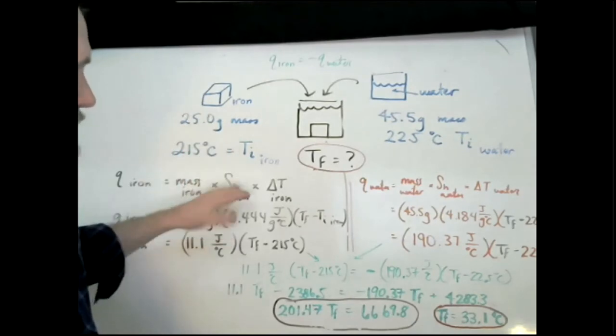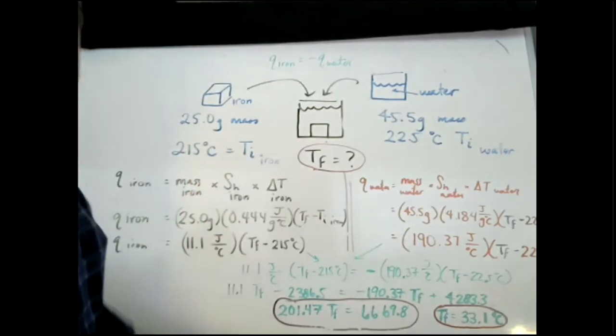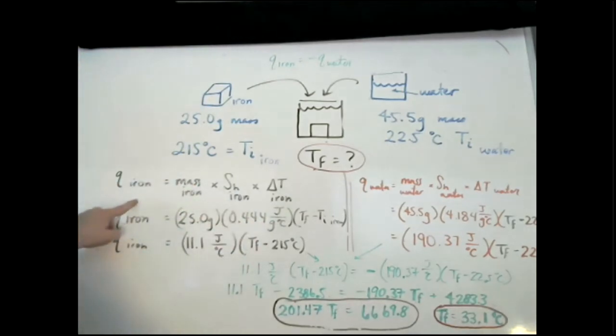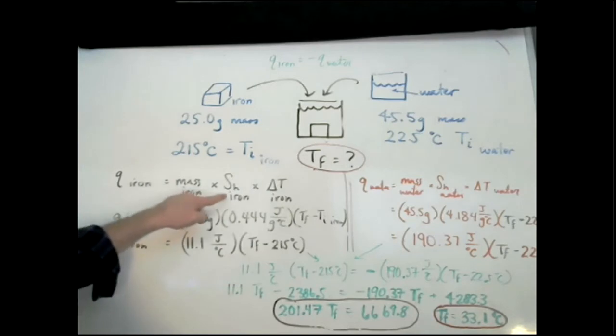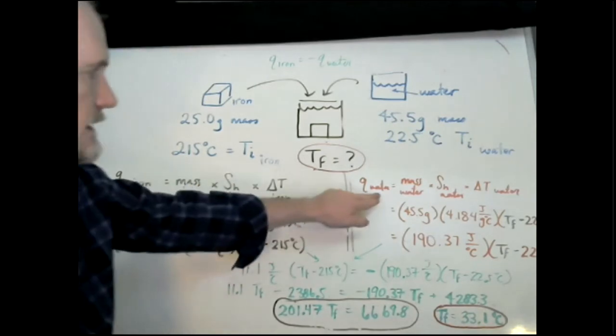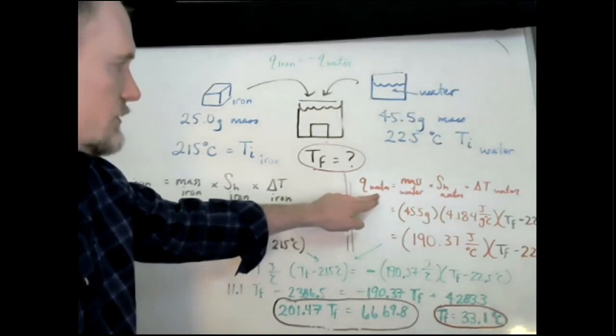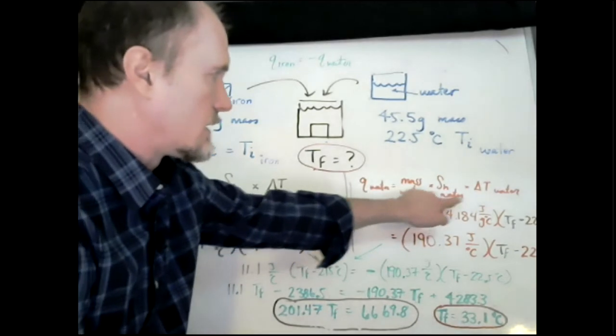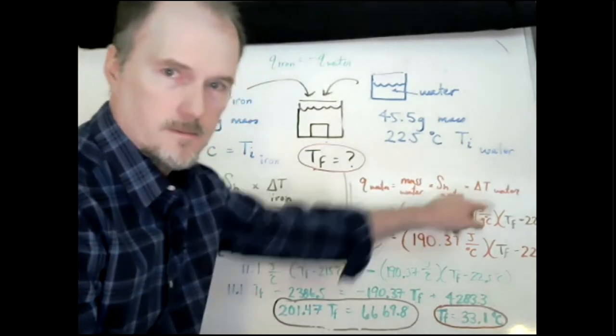The next stage is to realize I have two separate calorimetry equations that I'm going to set up. I'm going to set up one for the Q of the iron equals the mass of the iron times the specific heat of the iron times the delta T of the iron. And another calorimetry equation for the water. Q of the water equals the mass of the water times the specific heat of the water times the delta T of the water. Okay.